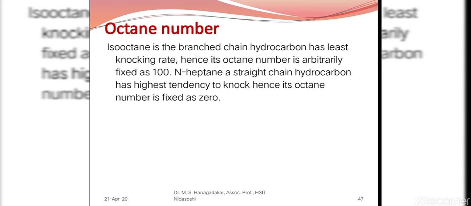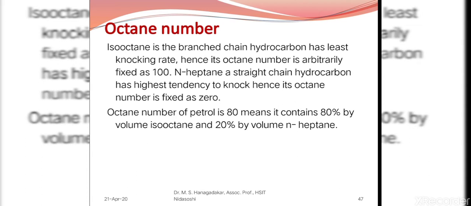So, as we have studied in the previous slide about the structure of the hydrocarbons, iso-octane is the branch chain hydrocarbon, has least knocking rate, hence its octane value is taken as 100, whereas normal heptane is the straight chain hydrocarbon, has highest tendency to knock, hence its octane value is fixed as 0.